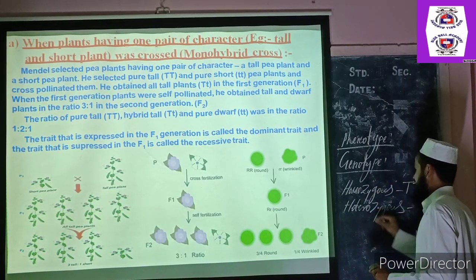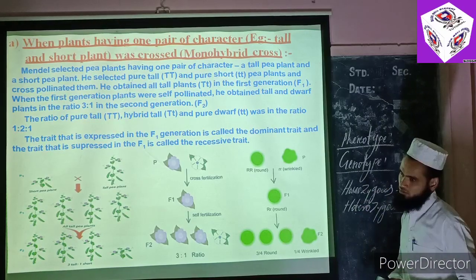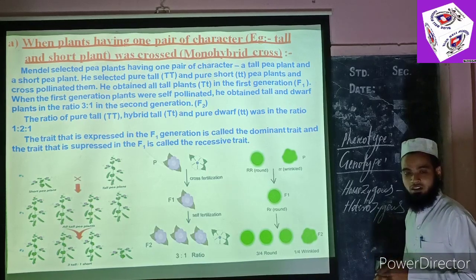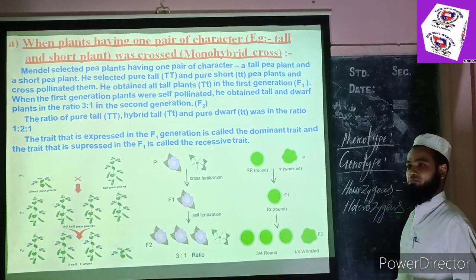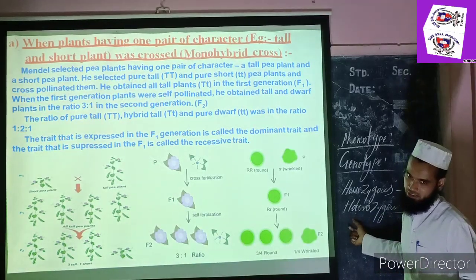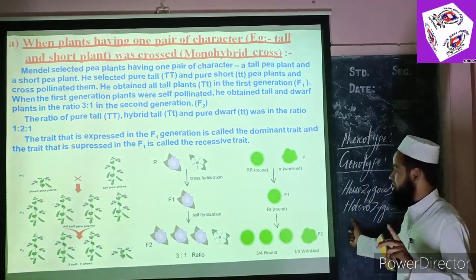I will represent tall in another form, for example, capital T, small t. If the characters are represented by dissimilar pairs of genes, they are considered as heterozygous. Okay, remember this basic thing.